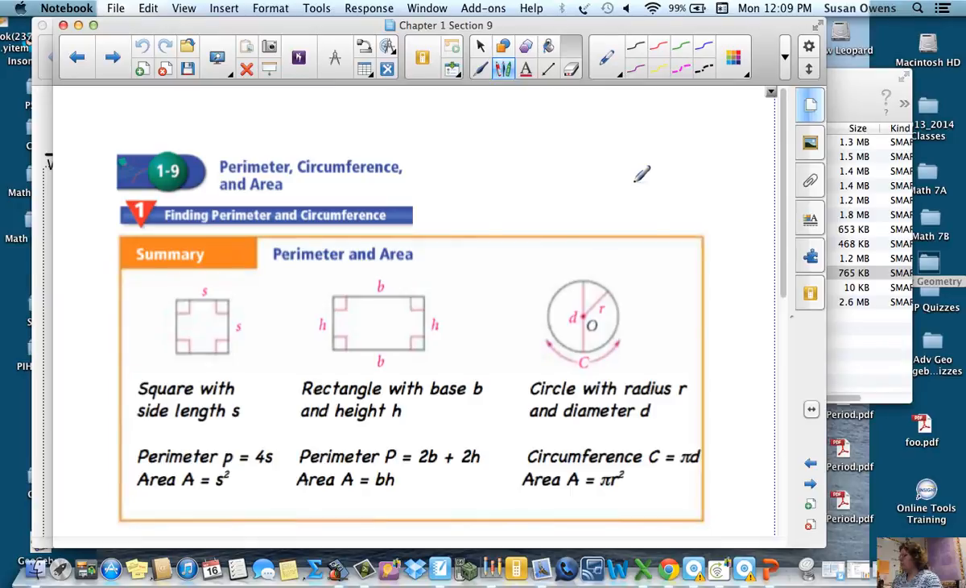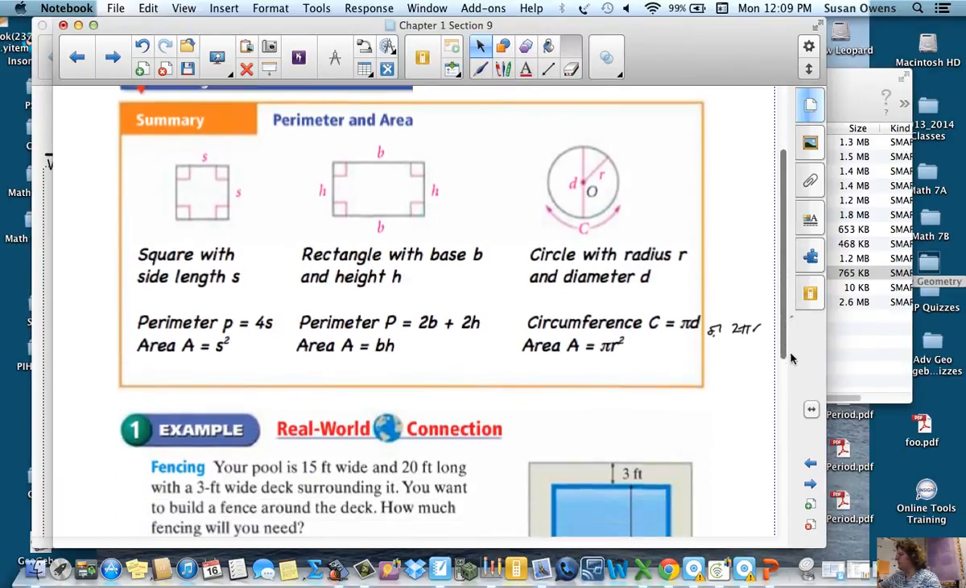And if we have a circle with radius r and a diameter d, the circumference is just pi times the diameter, or a lot of people like to do 2 times pi times r. And the area is just pi times the radius squared. So most of us are very familiar with those, so some basic definitions.